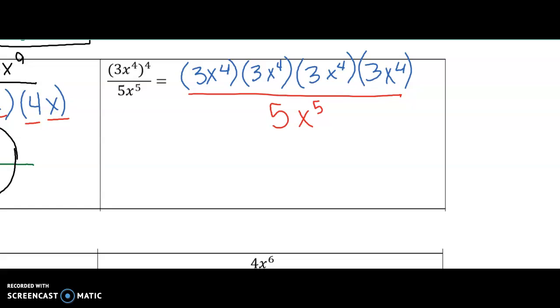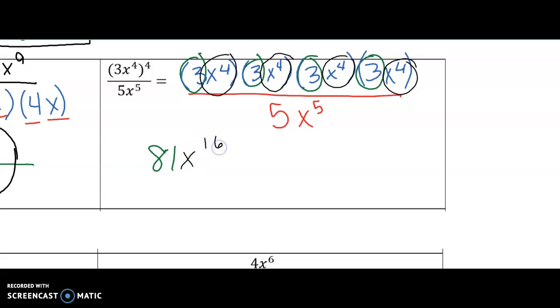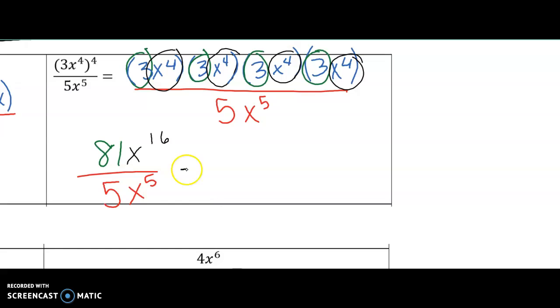And now we're going to simplify this all. We have 3 times 3 times 3 times 3, which gives us 81. Then we have x to the 4th. There's 4 x's, 8, 12, 16, x to the 16th power. And then I'm going to carry down my denominator, 5x to the 5th. And now we have to simplify here. 81 and 5. There's no number that is divisible into both of them. So 81 over 5 stays the same.